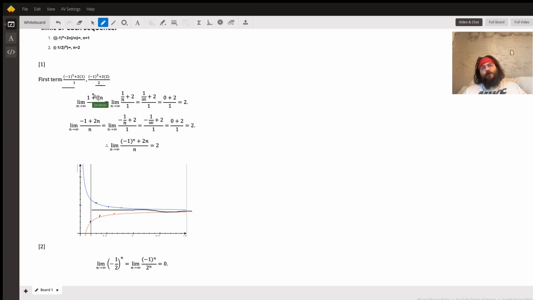So if you're confused about how I get from here to here, all I did was factor n out. If you factor n out of the numerator and you factor n out of the denominator, then you end up with this times n over n, which is just equal to 1. So that goes away. Then you can distribute the limit to each individual piece, which gives you 1 over infinity, which is 0, so 2.